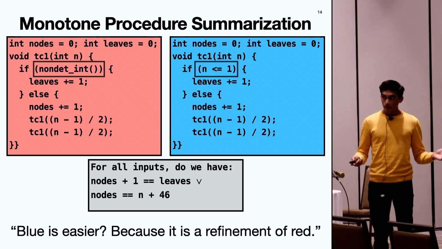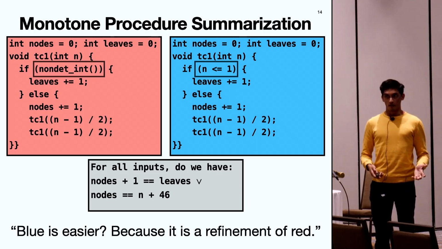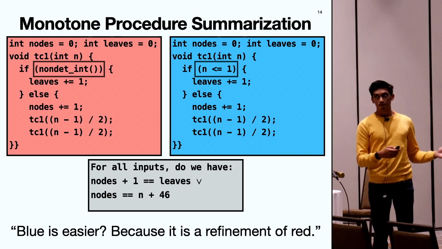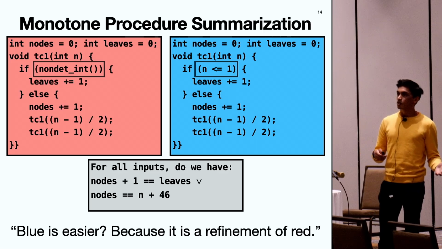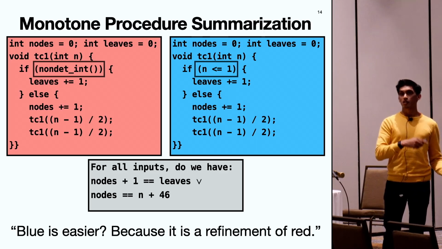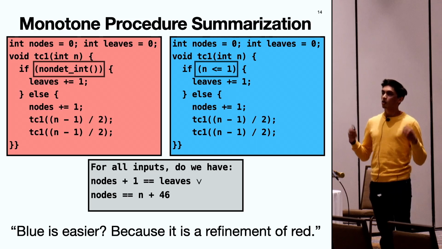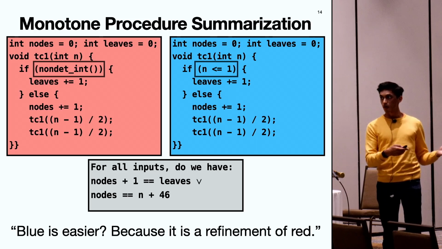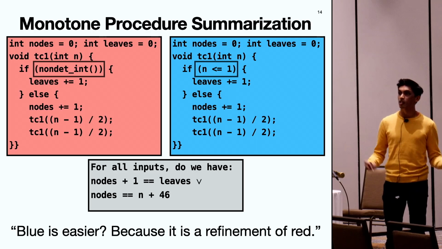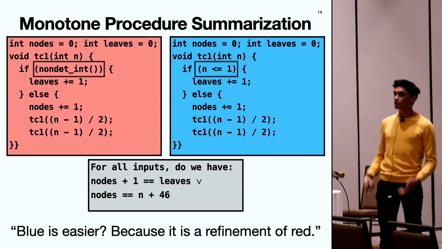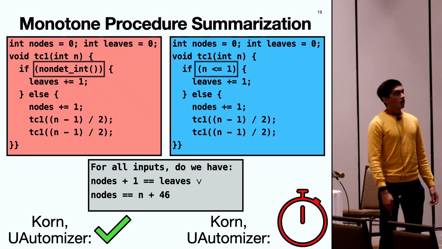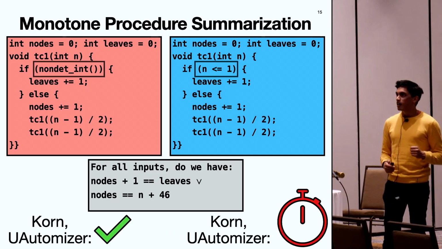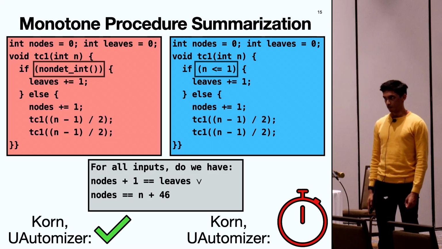One answer is that the blue program should be easier, because it's a refinement of the red. Every execution of the blue program is an execution of the red program. And so if I prove something about the red program, then I'm proving it about more executions. Proving it about more executions should be harder. But again, Korn and Atomizer do not agree with this intuition.